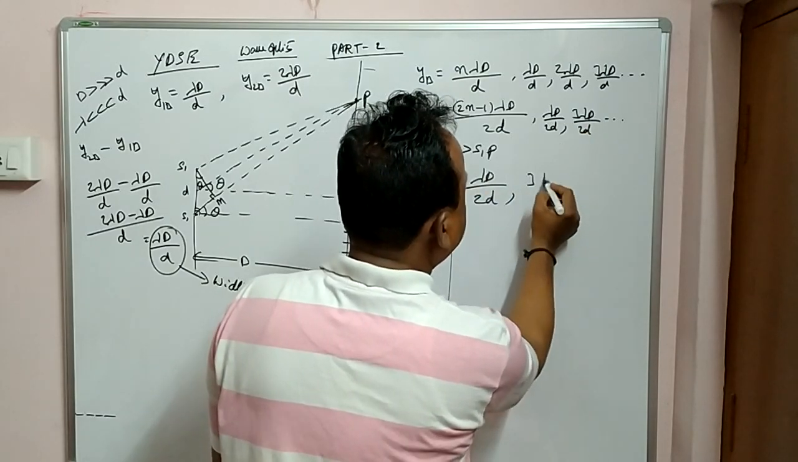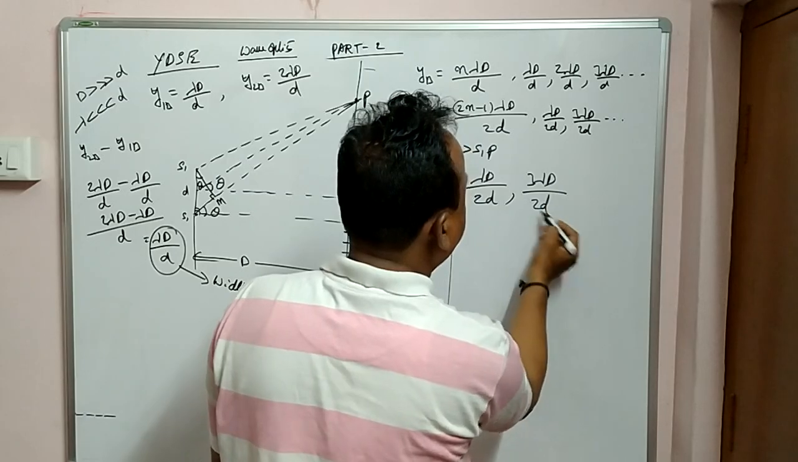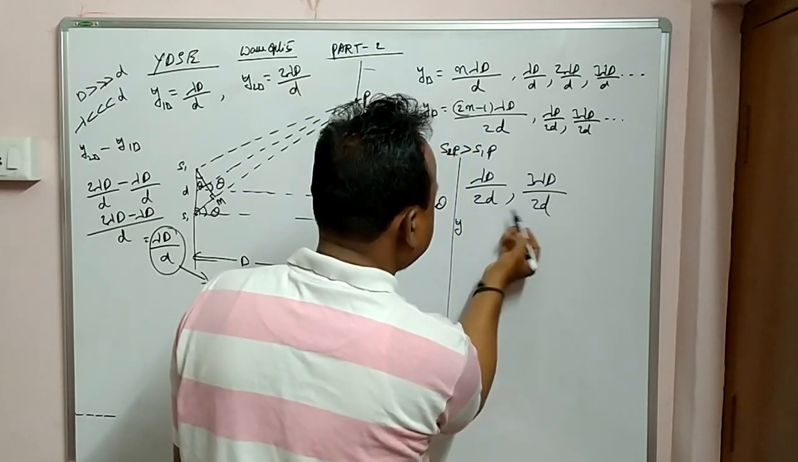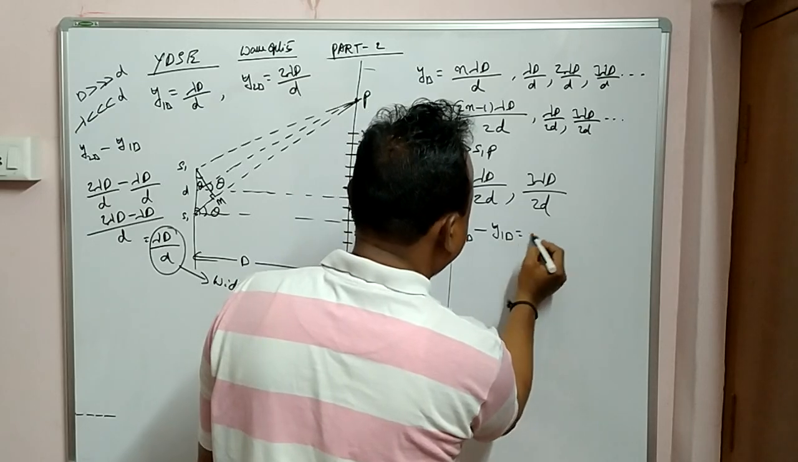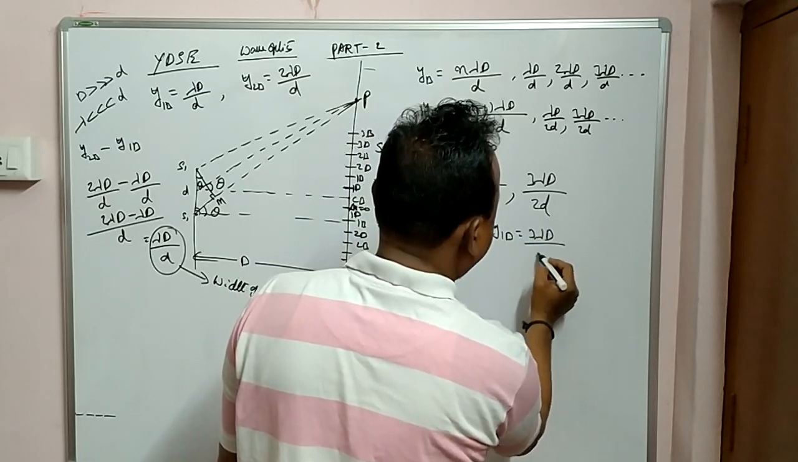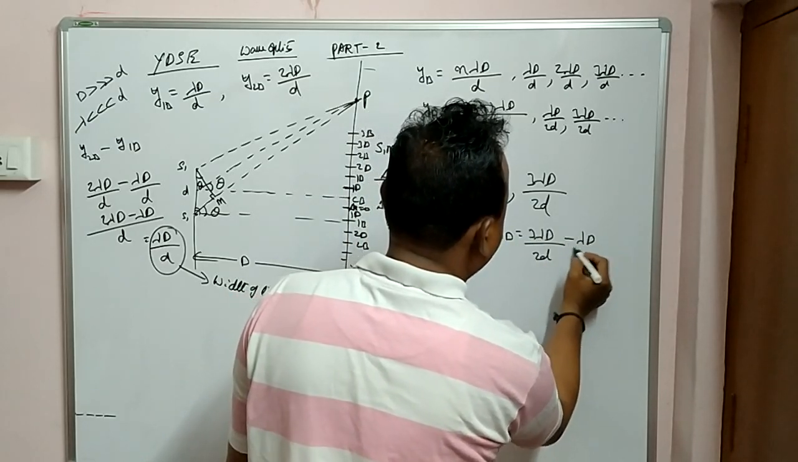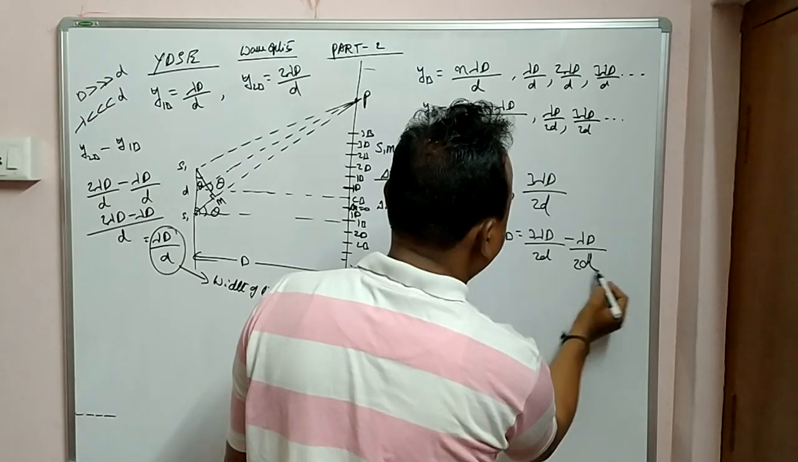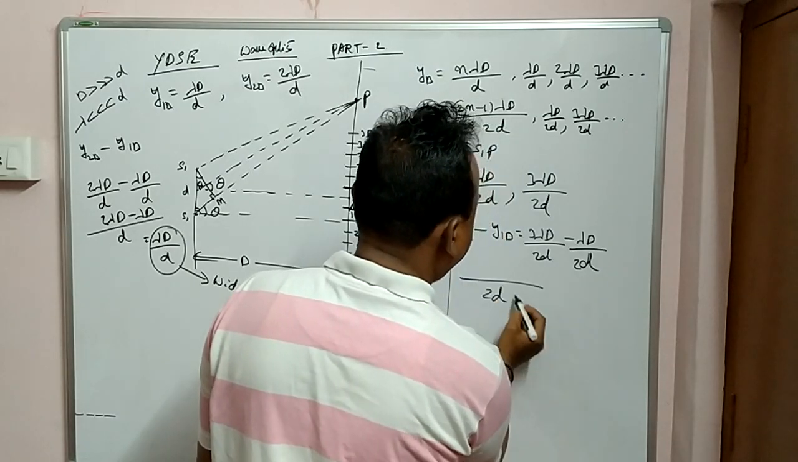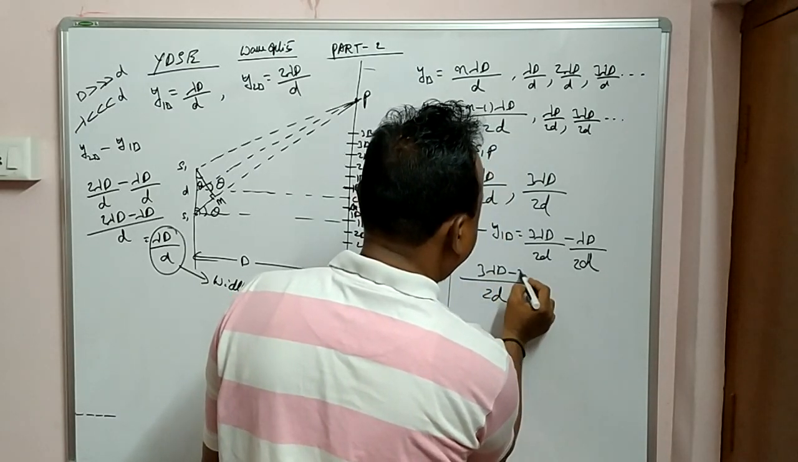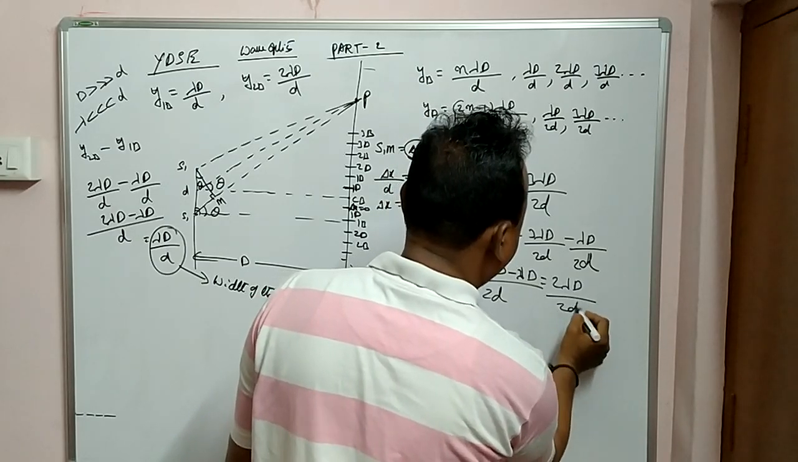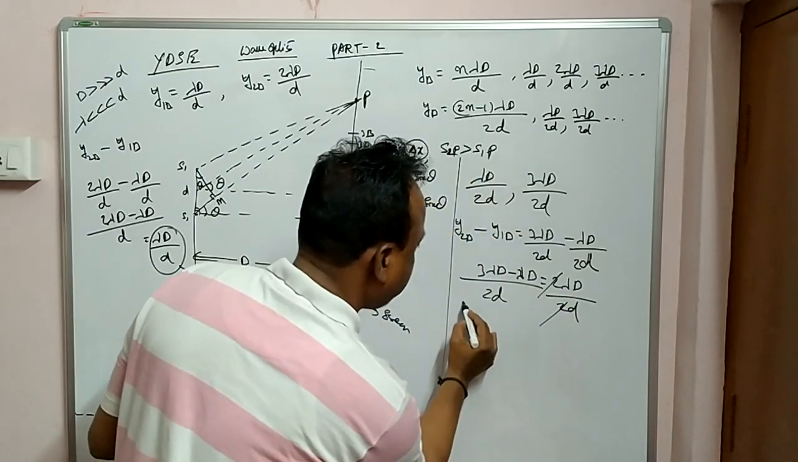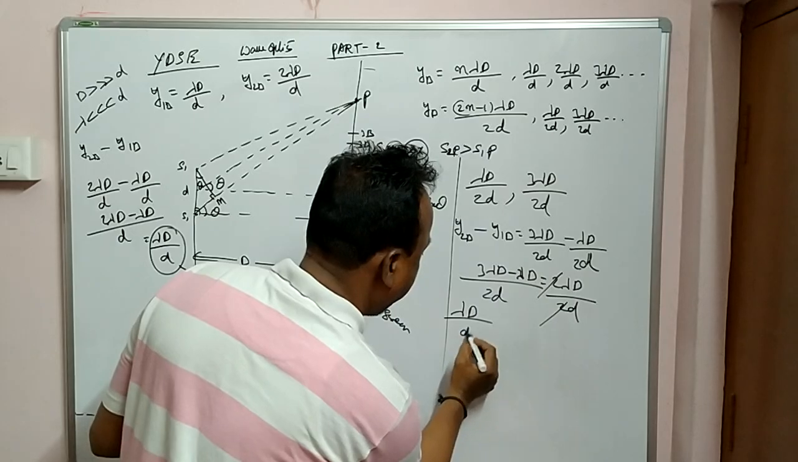Second one, 3 lambda D by 2d. So find the separation, second dark minus first dark. That is 3 lambda D by 2d minus lambda D by 2d. What is the LCM? 2d. 3 lambda D minus lambda D, that is 2 lambda D by 2d. So what is the answer? Lambda capital D by d.